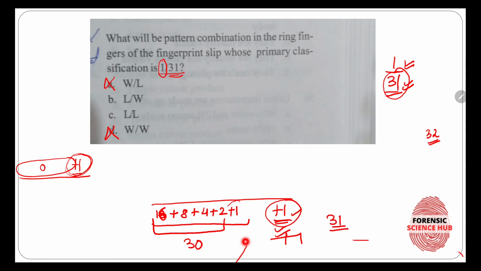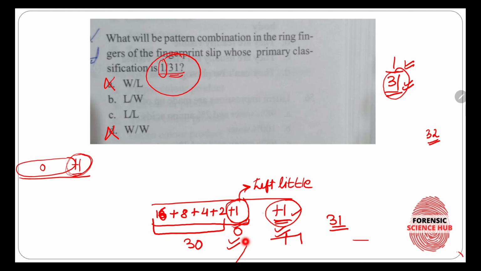So what does that mean? To get a 31, this little finger has to be a value of 0. Then only are we going to have this 31 that has been asked in the question. So this will be 0 only and only when this particular pattern, that is the left little finger pattern, has to be a 0. That is, it cannot be a whorl, right?